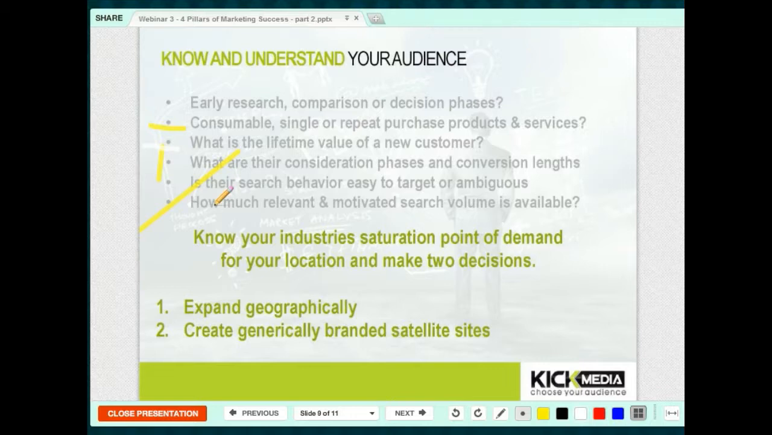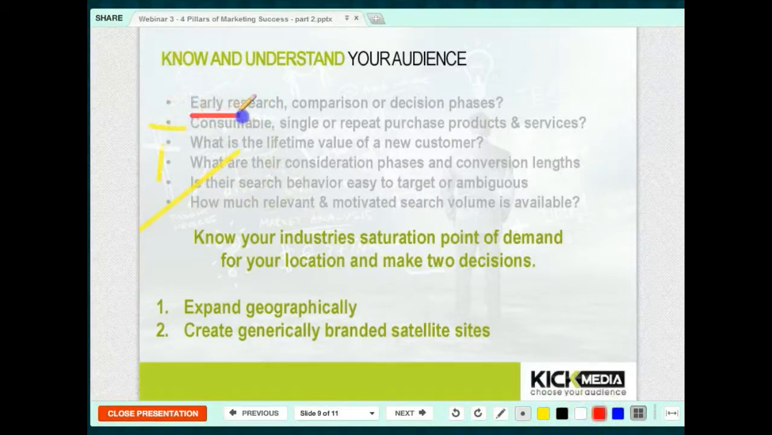We've got clients all over the place, and sometimes you're in regional areas, and there's just not enough search volume. So that can be a challenge. And if that's an issue for your industry, you need to look at how can I target people in the early research phases of the buying cycle.